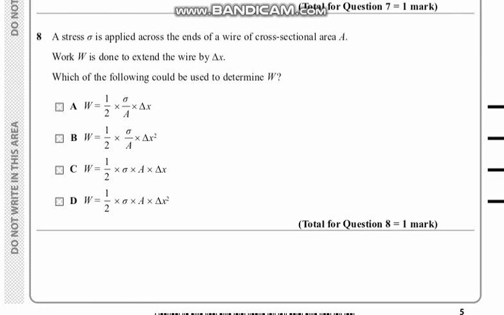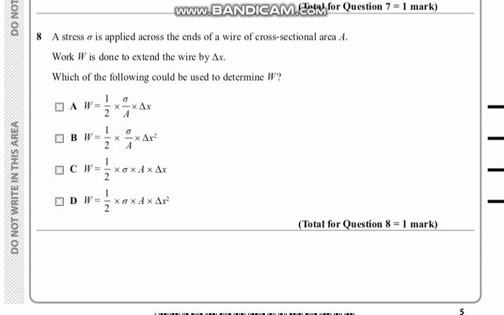The 8th question is, a stress is applied across the ends of a wire of cross-sectional area A. Work W is done to extend the wire by delta X. Which of the following could be used to determine W, or work done?